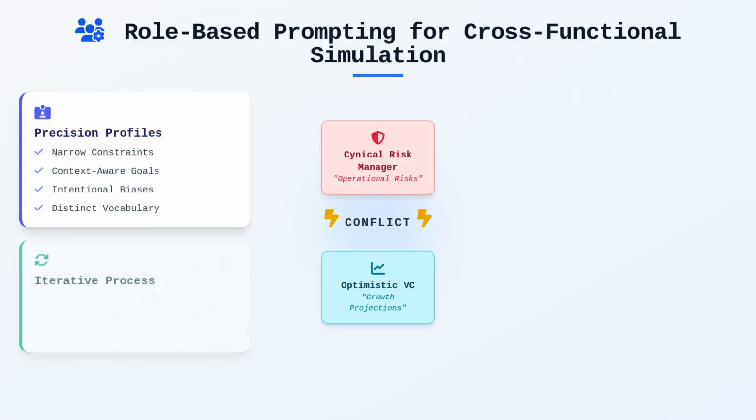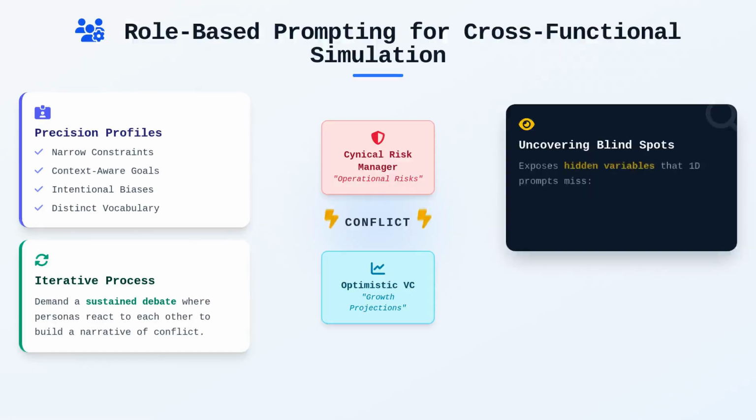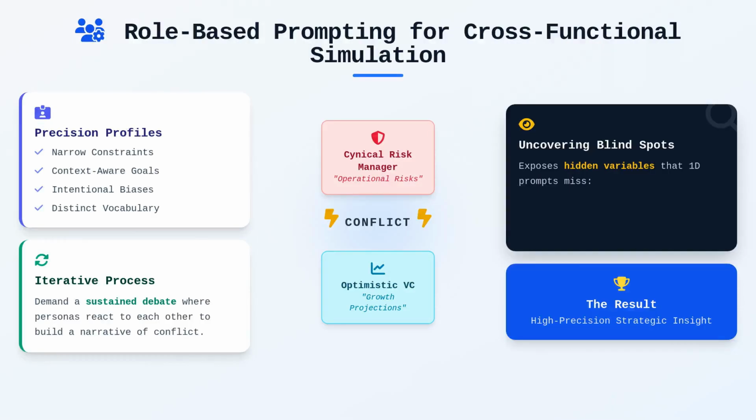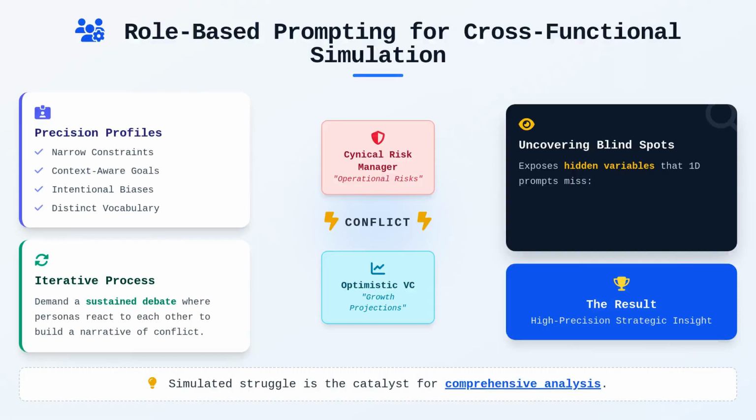By demanding an iterative debate where these personas react to each other's points, you expose blind spots that a single perspective query would almost certainly miss. The prompt should explicitly require the AI to maintain these personas across exchanges to build a cohesive narrative of conflict. This simulated struggle is exactly what reveals the hidden variables, such as resource constraints or market saturation, that usually remain buried in standard, one-dimensional outputs.